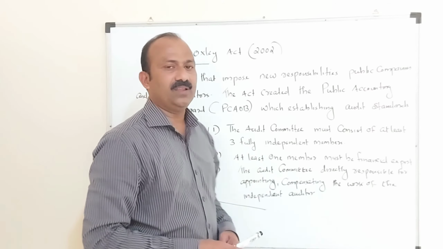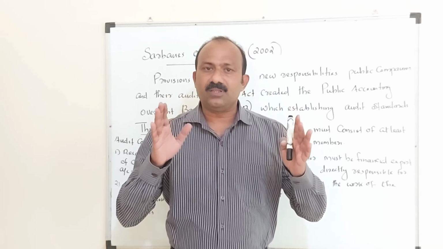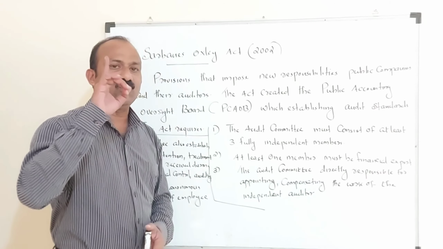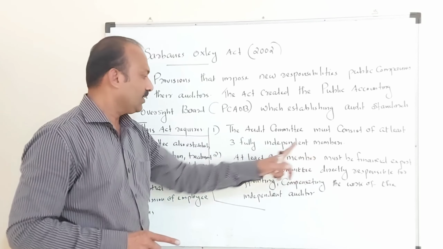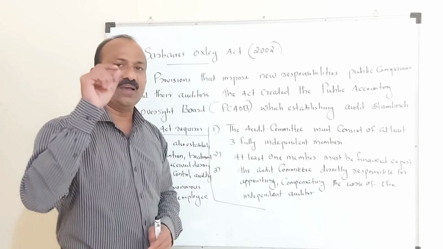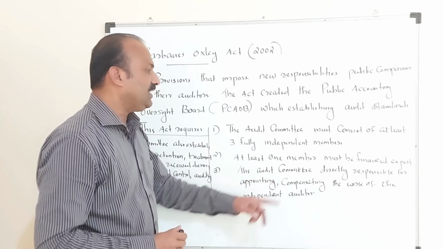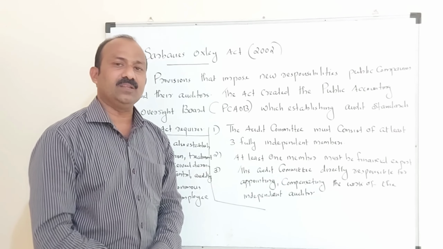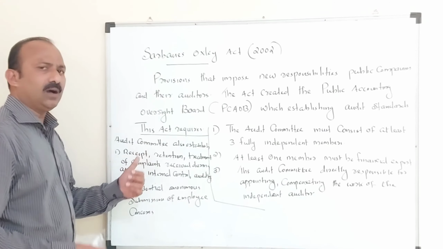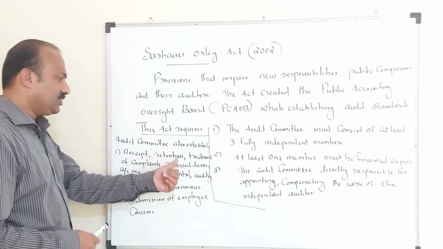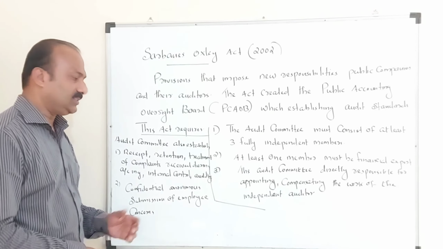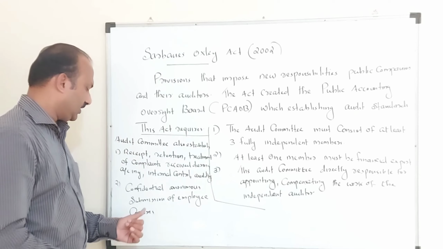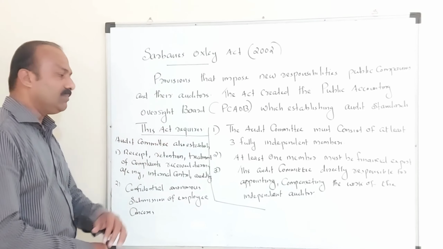So the audit committee will be a very important part of the organization. In each company, there should be an audit committee. This audit committee must consist of at least three fully independent members. At least one member must be a financial expert. The audit committee is directly responsible for appointing and compensating the independent auditors and overseeing their work. The audit committee also establishes procedures for the receipt, retention and treatment of complaints received regarding accounting, internal controls or auditing, including confidential or anonymous information received from employees. These are the key elements of the audit committee.